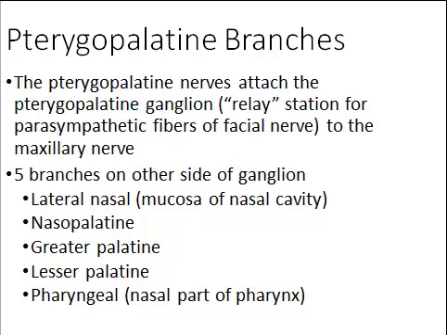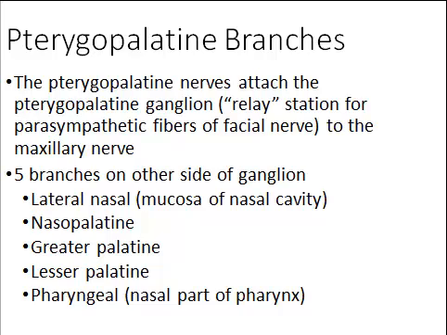And so we have pterygopalatine branches of V2. And these pterygopalatine nerves attach at the pterygopalatine ganglion in the pterygopalatine fossa. And that ganglion serves as sort of a relay station. Parasympathetic fibers of the facial nerve also synapse in this ganglion, and the pterygopalatine branches of the maxillary nerve also synapse in this ganglion. And the ganglion is nothing more than a collection of cell bodies outside of the brain, parts of the neurons.